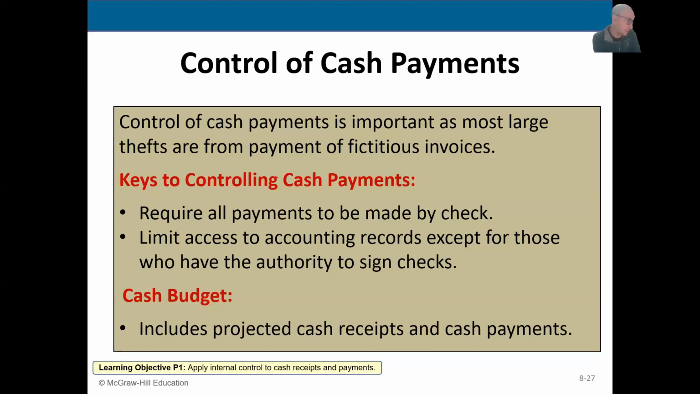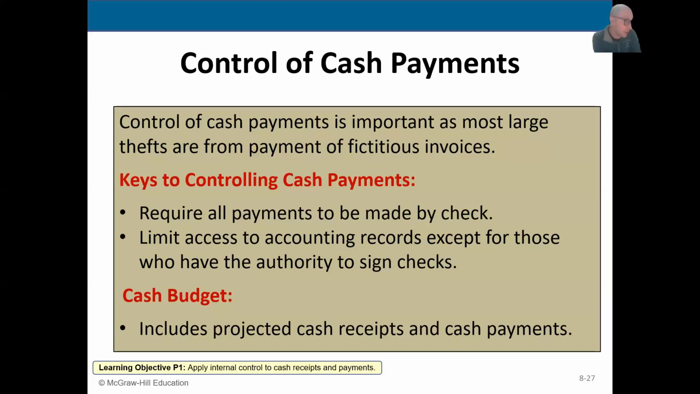Control of cash payments. Yes, control the cash as much as possible. For the obvious reason, cash is very liquid. It's very important to limit theft. Keys to controlling the cash payment: require that all cash payments be made by check, not by physical cash.